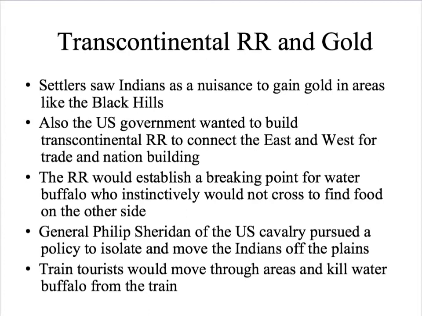Also, the U.S. government wanted to build a transcontinental railroad in order to create a national market system to connect east and west for trade and nation building. The railroad would establish a breaking point for water buffalo, who instinctively would not cross to find food on the other side of these railroads. General Philip Sheridan of the U.S. Cavalry pursued a policy to isolate and move the Indians off the plains so that these railroads could be completed.